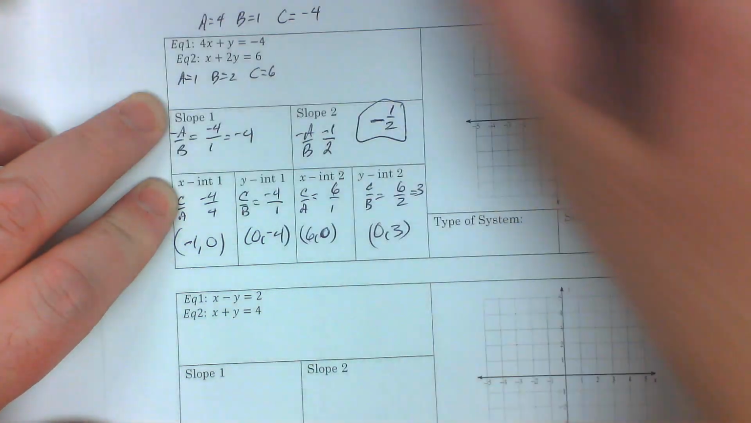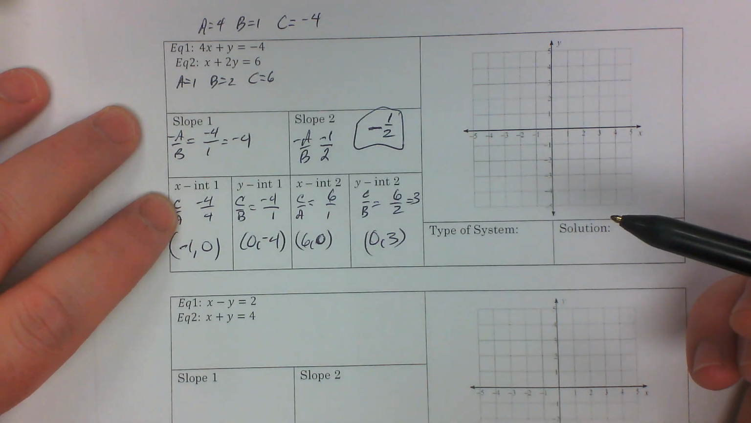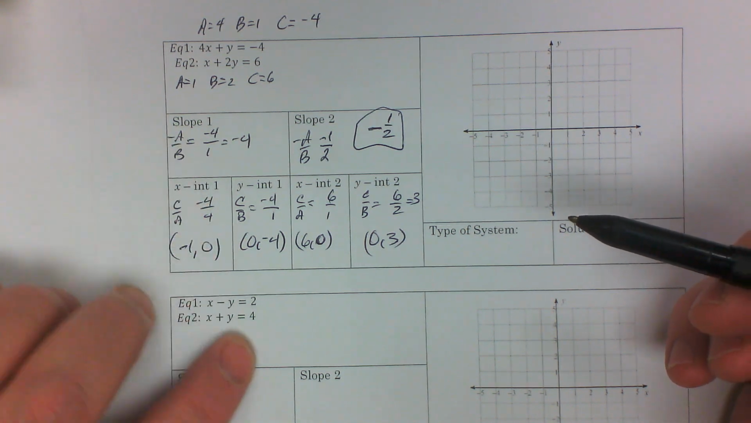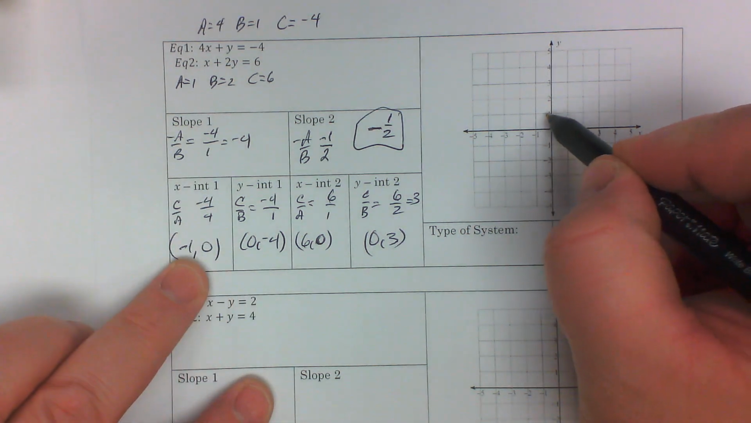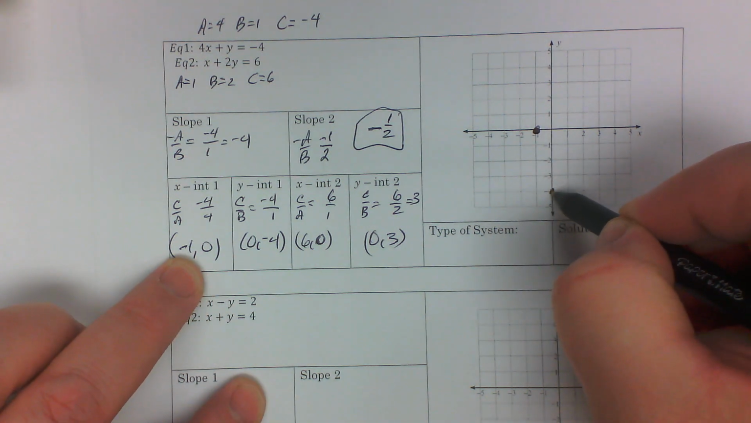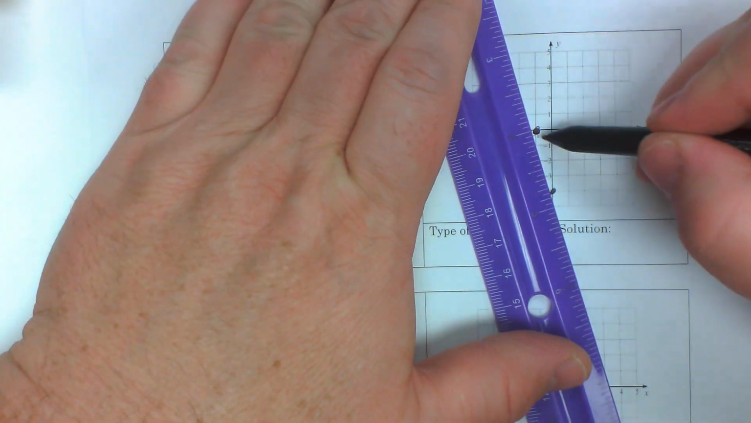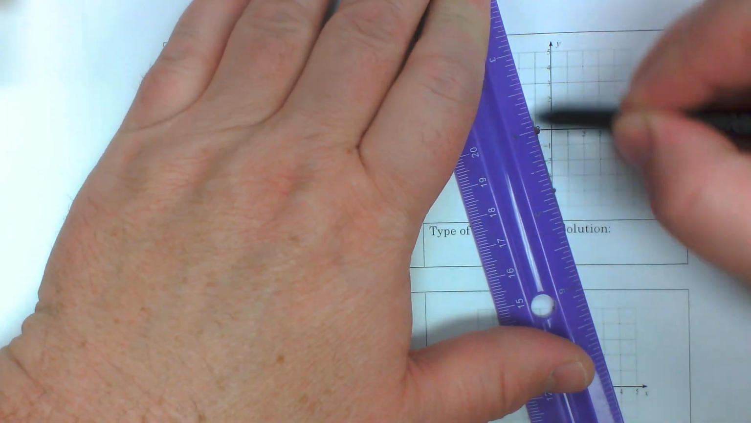All right. So let's go ahead and graph this, right? Now, a couple things. For example, the first one's pretty straightforward. I'm just going to go ahead and put (-1, 0). 0, negative 1, 0, sorry. 0, negative 4. I'm going to go ahead and connect those dots. All right, nice and easy. Be real careful.